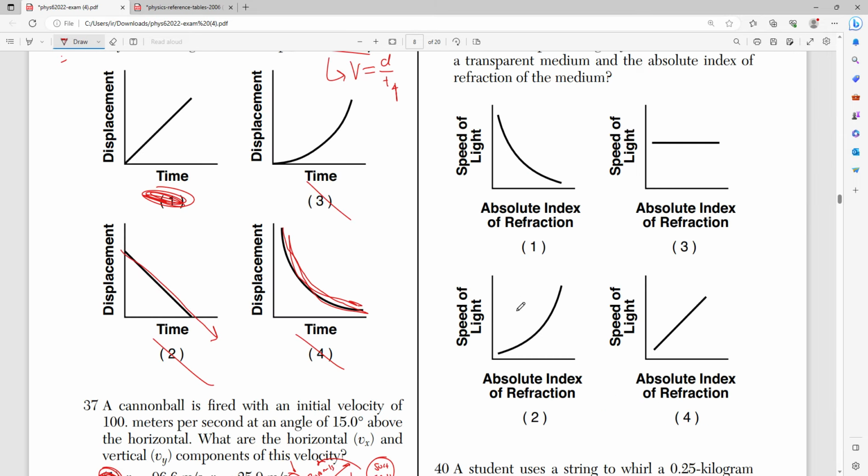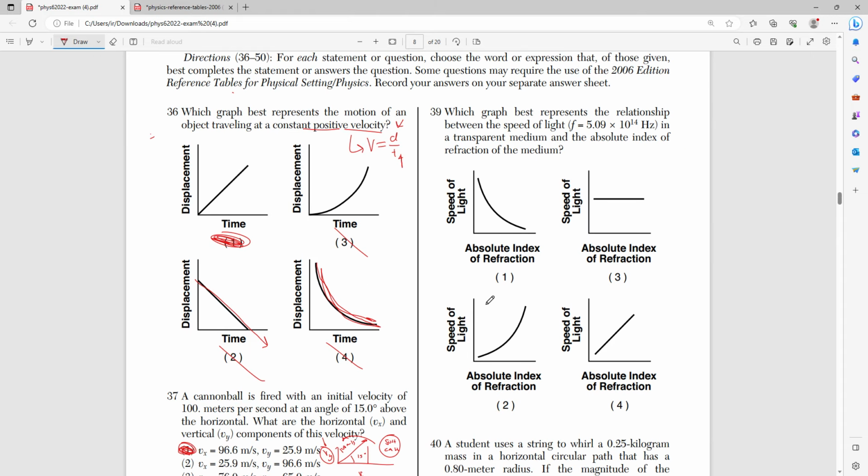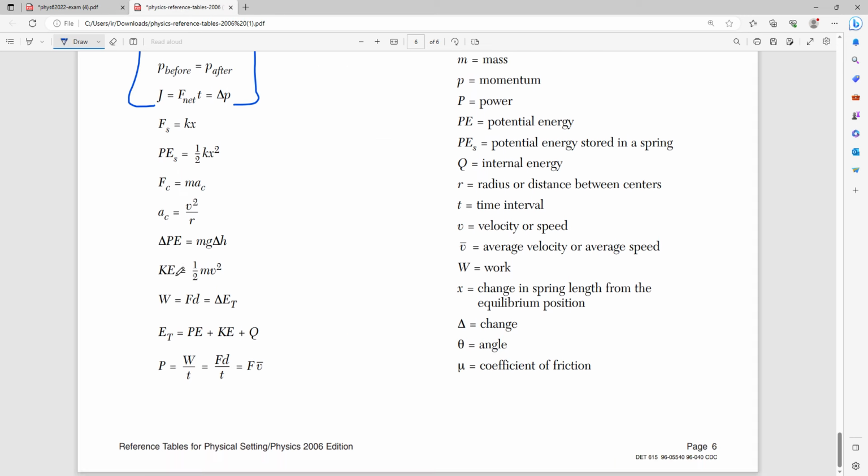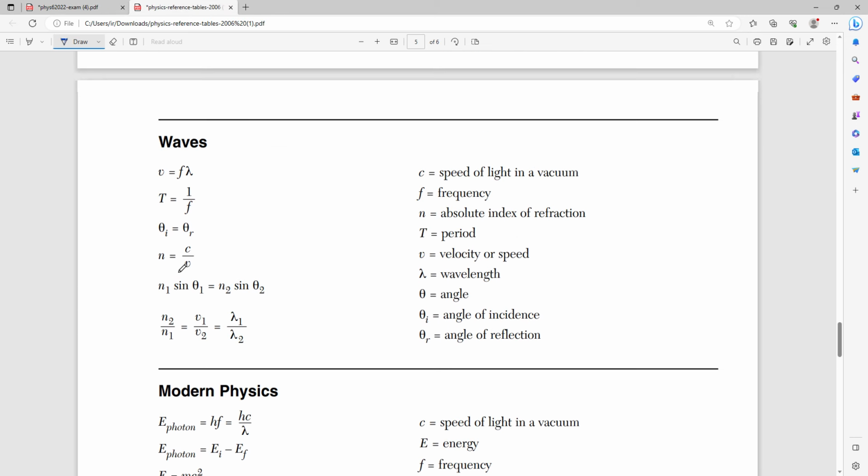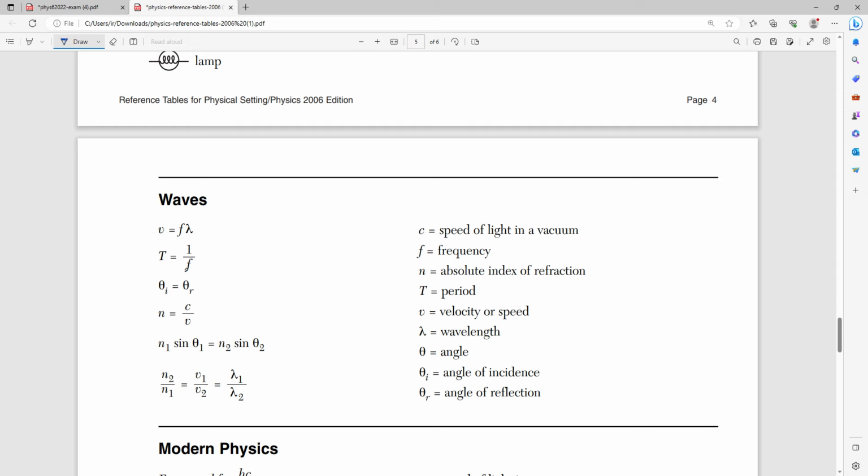I'll go ahead and zoom out. It says, which graph best represents the relationship between the speed of light in a transparent medium and the absolute index of refraction in the medium? So I'm going to go into my reference table where it says waves. I know c is the speed of light and n is the absolute index of refraction. So which one incorporates c and n? Obviously this one, and we're talking about speed, which is v.